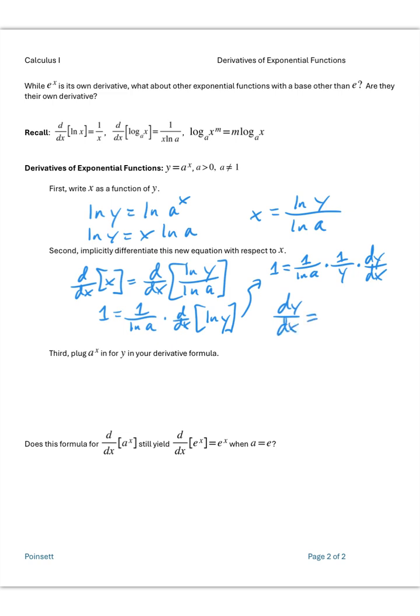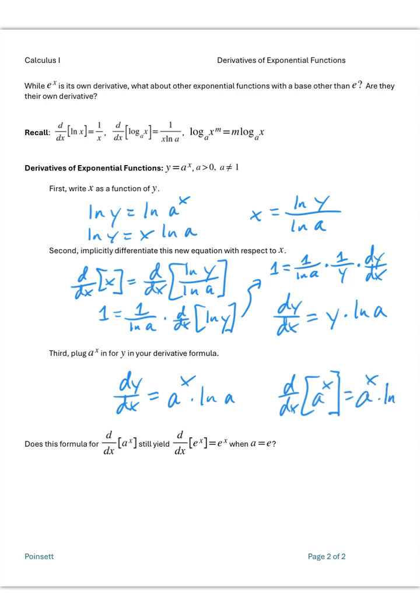We get dy dx is equal to y times the natural log of a. Since y was actually a function of x, we can plug a to the x in for y in this derivative formula, which would give us dy dx is equal to a to the x times the natural log of a. So our derivative formula, when you have the derivative of a to the x, is precisely a to the x times an additional factor of ln of a. So the derivative of a to the x in general is not just a to the x. It's a to the x times the natural log of a.